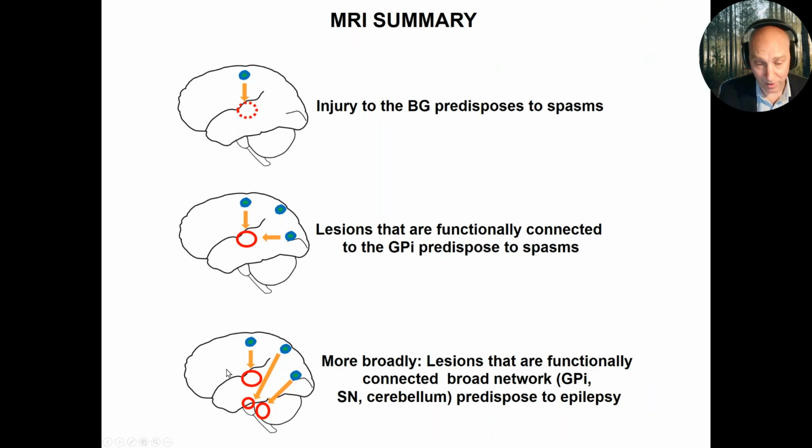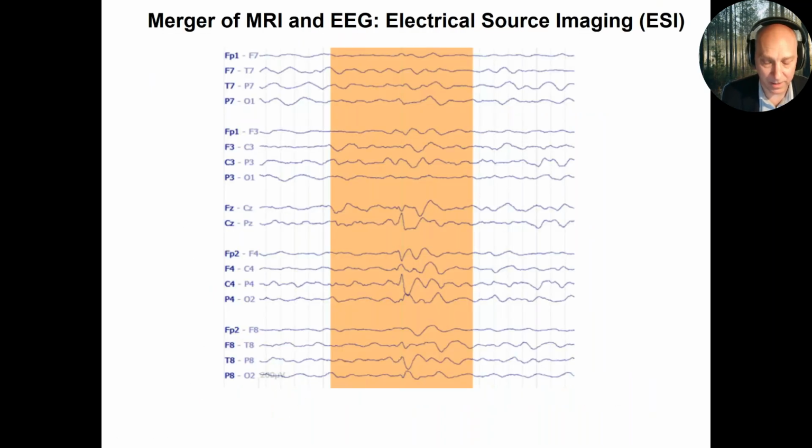And then more broadly from the adult stroke world, we saw that lesions that are functionally connected to all of those nodes from the network predisposed to epilepsy in general. Now, how can we merge EEG and MRI? That is where electrical source imaging comes in, and that's where I'll show you some of my older work if time permits, and then I'll try to wrap it up by explaining where the field is heading using these two key modalities, MRI and EEG.